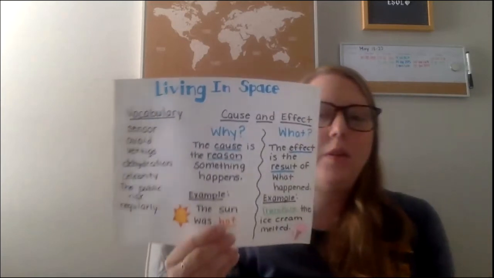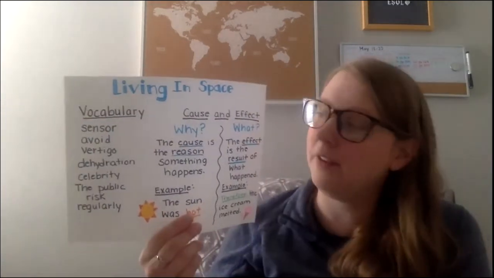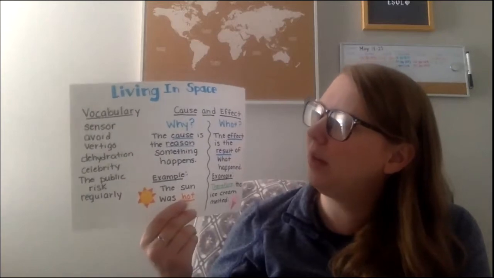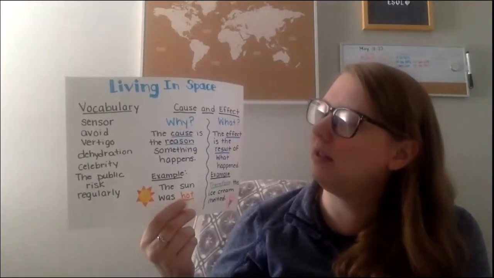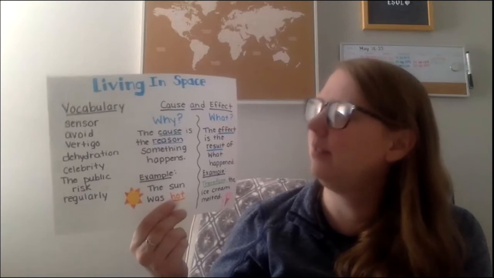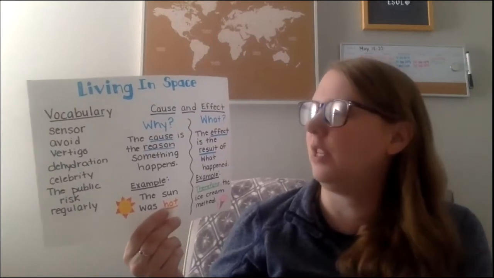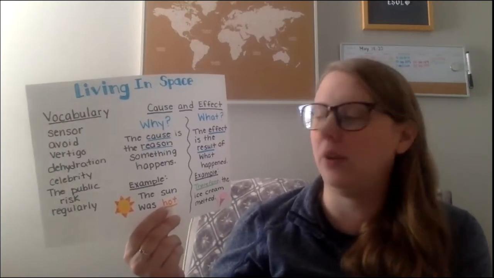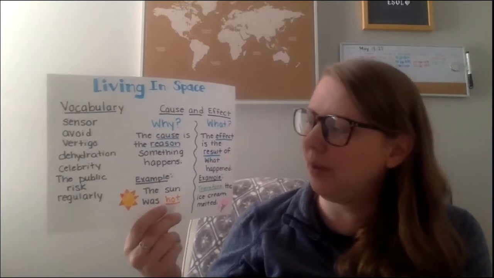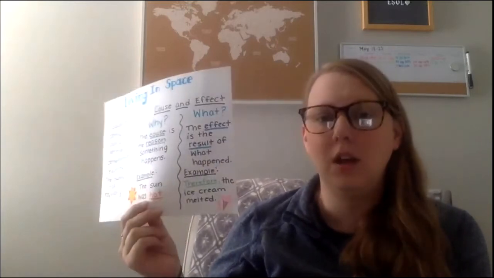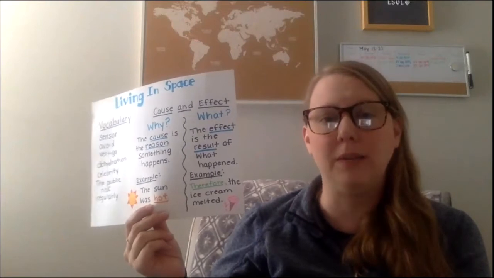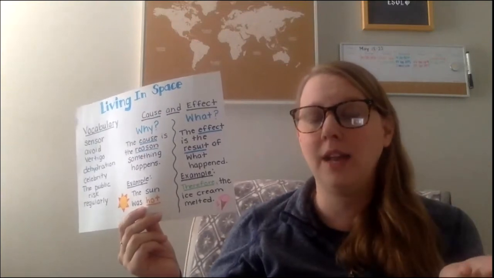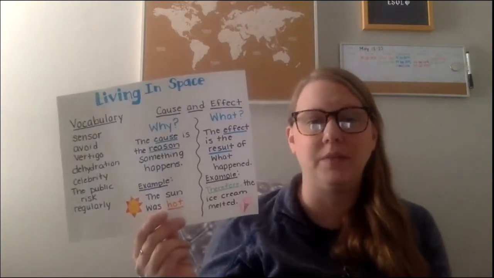The skill that I want to work on with you guys this week is cause and effect. When you're reading the book, we're going to think about the why, or the cause. This is the reason that something happens, and then what the effect is. So the effect is the what, the result of what happened. For example, the cause might be the sun was hot. Oh no, therefore the ice cream melted. So why it happens, and then what happens because of it, is what we're going to be thinking of this week as we look back at the story, Living in Space.